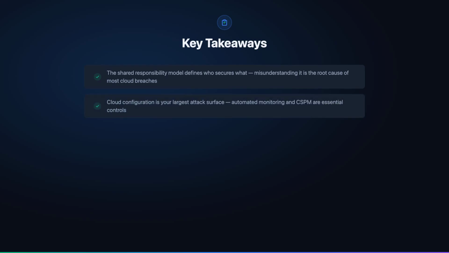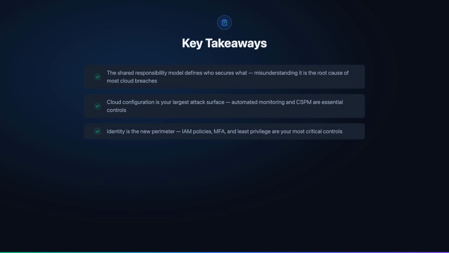Second, cloud misconfiguration is your largest attack surface. Public storage buckets, overly permissive IAM roles, and unencrypted databases are discovered and exploited within hours. Automated CSPM monitoring is not a nice-to-have, but an essential control for any cloud ISMS.